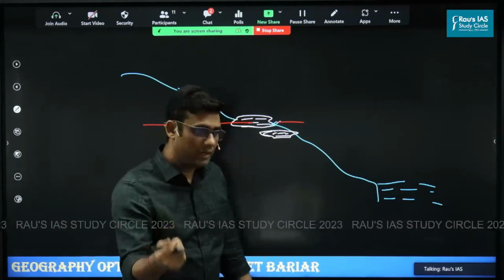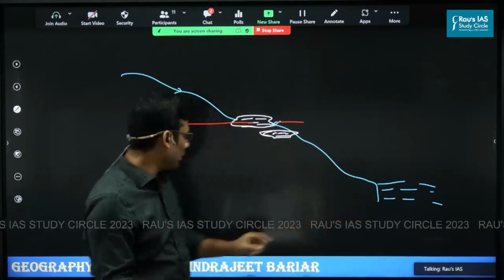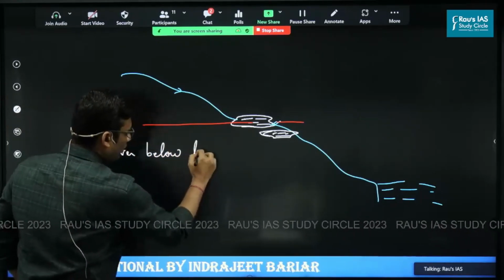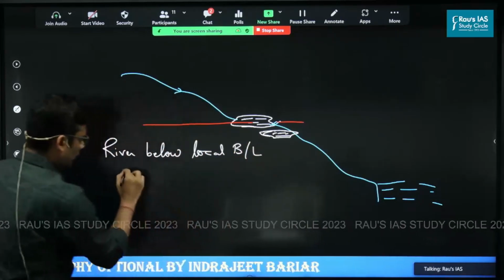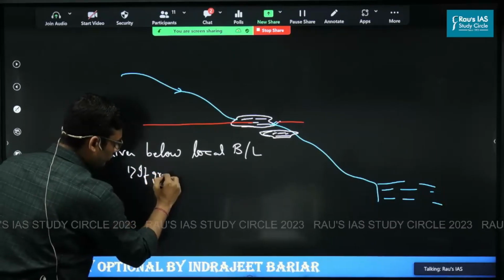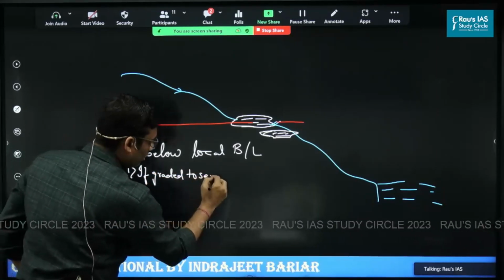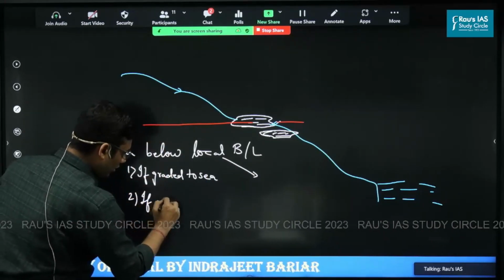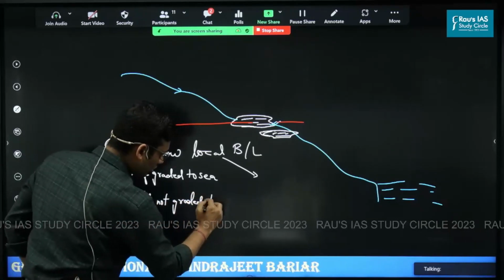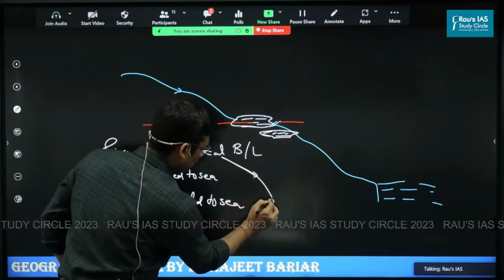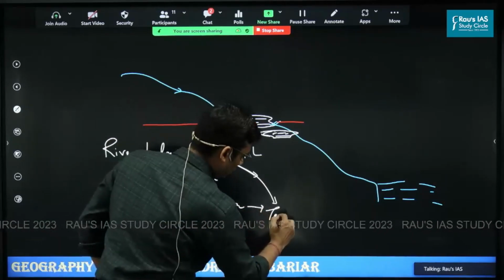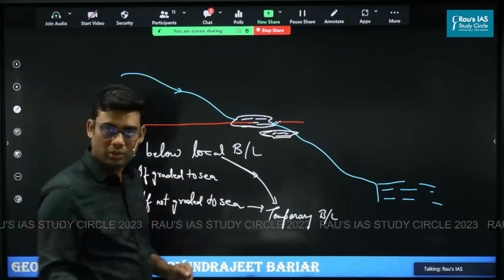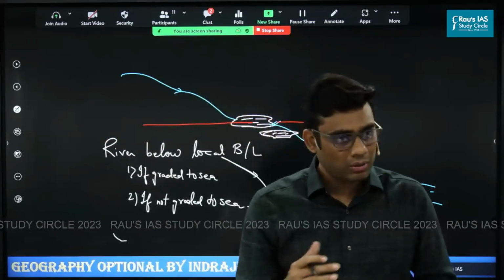So, plain and simple idea: the river below the local base level, first case, if graded to the sea, then this is a local base level. Second, if not graded to the sea, then in this case I should start calling it a temporary base level, which eventually is going to change. And so it becomes a temporary base level.